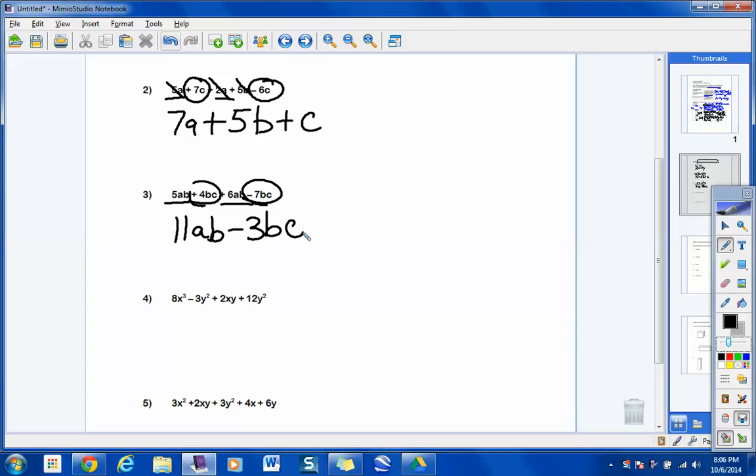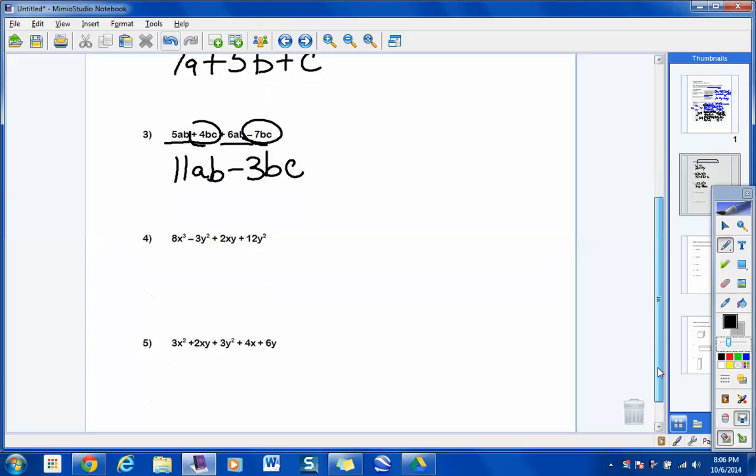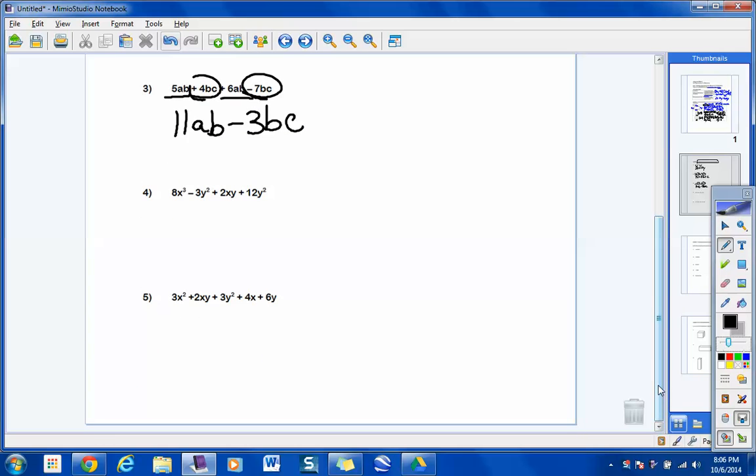Okay, number 4 gets tricky. We've got some of the same variables, but now we get this idea that maybe my exponents have something to do with this. And it's true. The only thing that's going to match up here are the y squareds. All right, 2xy is like nothing else in there, and 8x to the third is like nothing else. So the only thing that's really going to work for me in this situation is to call this 8x to the third.